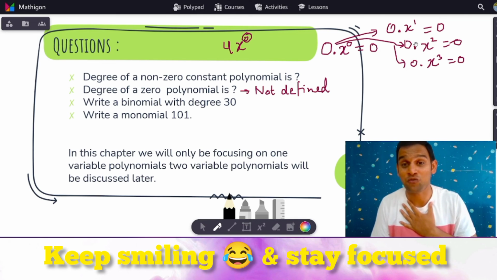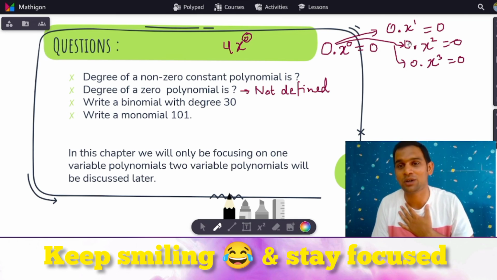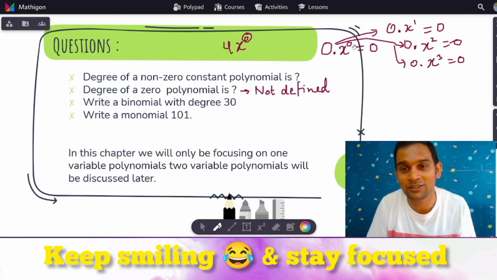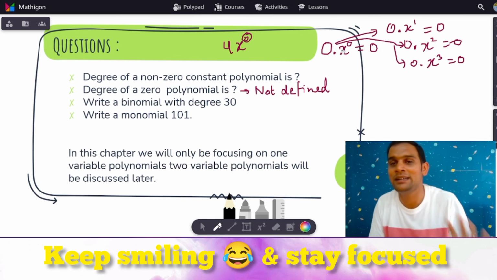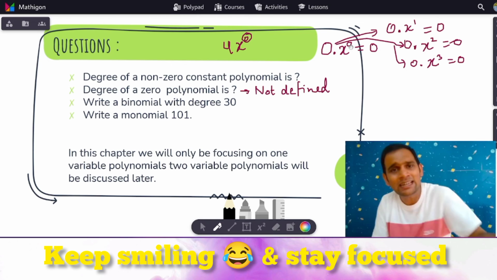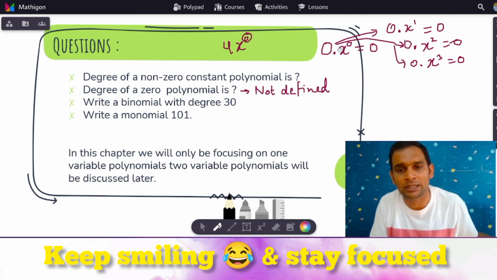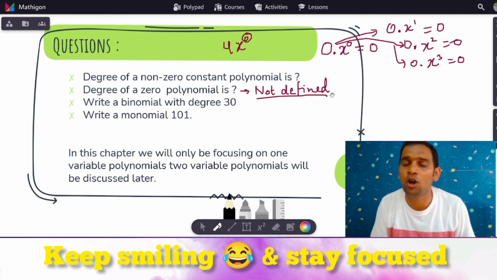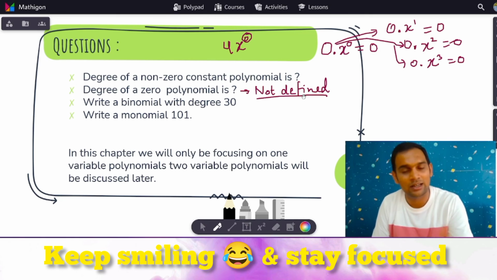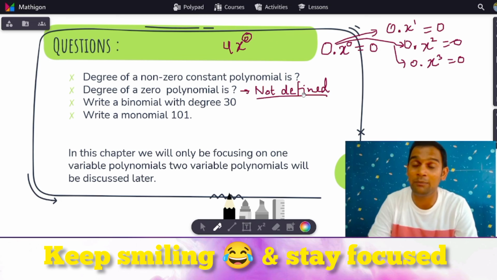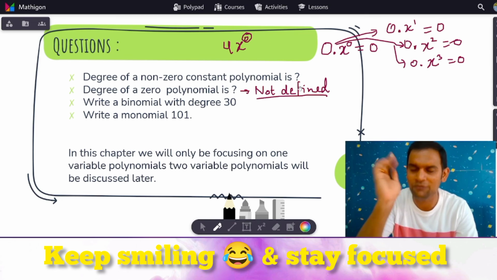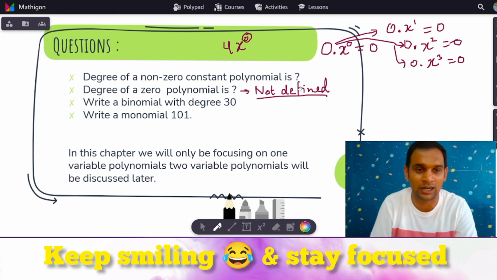That means it is very, very difficult for us, almost impossible for us to define what is the degree of this polynomial, because any number can be degree of a zero polynomial. That is why we write not defined. Degree of a zero polynomial is not defined. So you can think about this in much more detail. If you still have doubt, comment down. We can discuss this in a separate video if you have any kind of doubt regarding this.